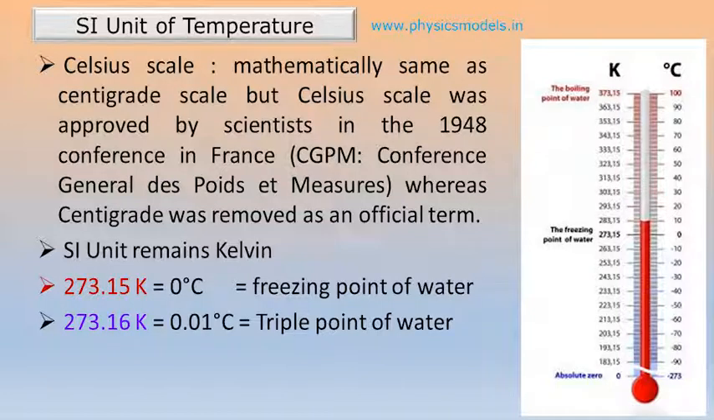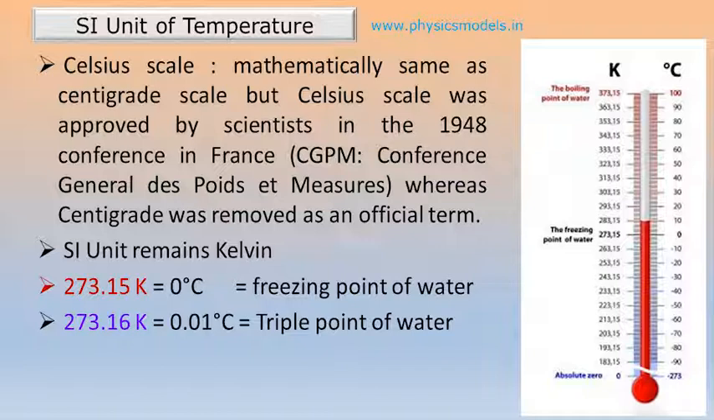At this point, I would like to clear any confusion that may arise between the Celsius scale and the centigrade scale. Both are mathematically the same. There could be two thermometers reading 0 to 100 degrees Celsius and 0 to 100 degrees centigrade. The temperatures would remain the same at any given point. But officially speaking, the scientists in the 1948 conference approved Celsius as the official terminology, and centigrade was removed. The SI unit doesn't change, it remains Kelvin.